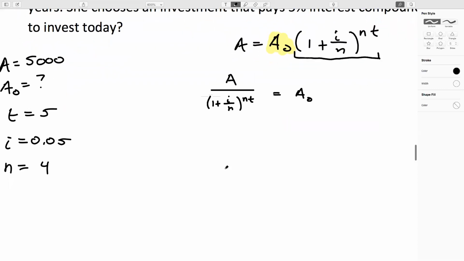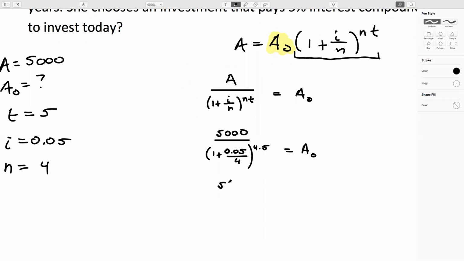Now I'm going to plug my numbers in. A is 5,000 divided by 1 plus I over N. So this is 1 plus 0.05 over 4 to the power of 4 times 5. And now you can plug this in your calculator all at once, or you can try and simplify it. Now, simplifying it, you might end up rounding and you might end up with less precise results, but see what happens. So I'm going to try and simplify my brackets. 1 plus 0.05 divided by 4.